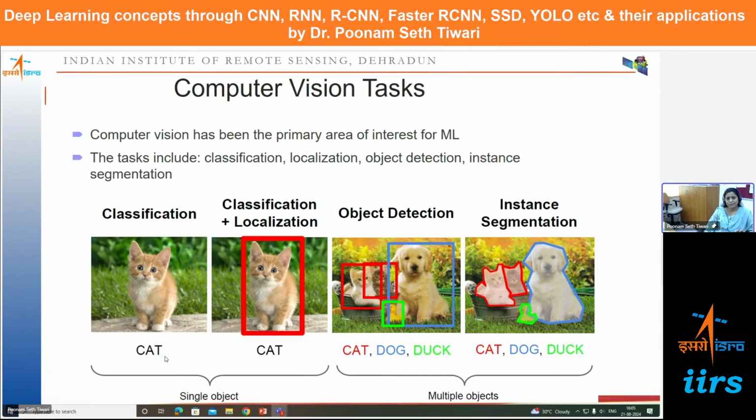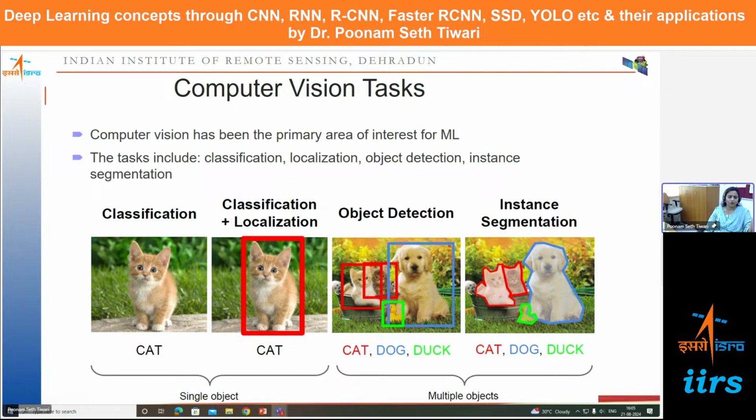Here we are talking only about a single object, but in an image we can have different objects, and we can be interested in multiple objects. So you can have object detection of multiple objects. It will localize, put boundaries around each and every object and label it also, such as this red rectangle stands for cat, blue stands for dog, and green stands for duck.